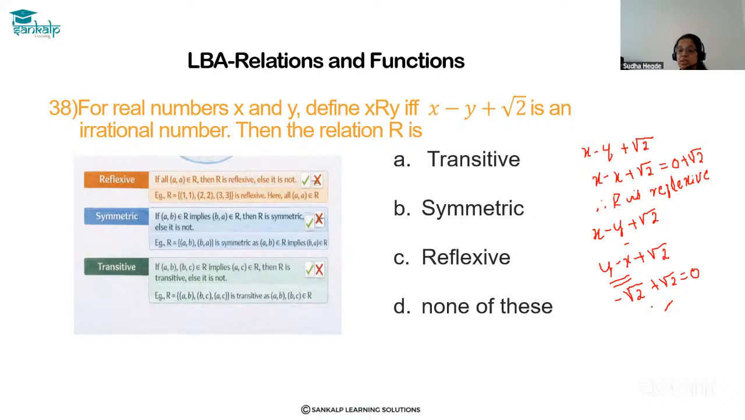This possibility is there. To prove, you have to prove for all values. But to disprove, if you show one, that is enough. So in this case, it is not irrational. Therefore, R is not symmetric.